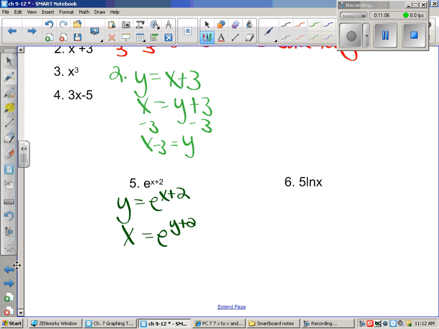ln of both sides. Now, when you do the ln of both sides, you have the natural log of x, since x is the only thing over there, right? Equals, and you have y plus 2. And then what am I going to do, Eric? How do you get rid of this 2? Just subtract 2.